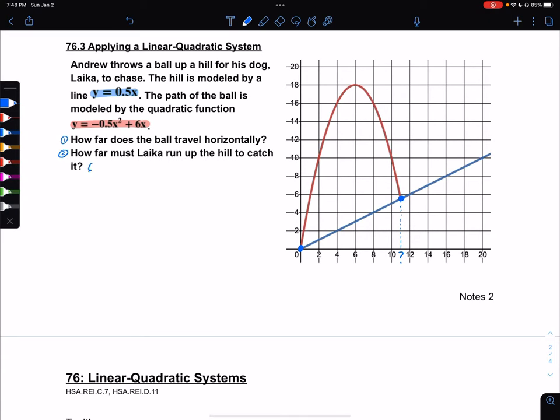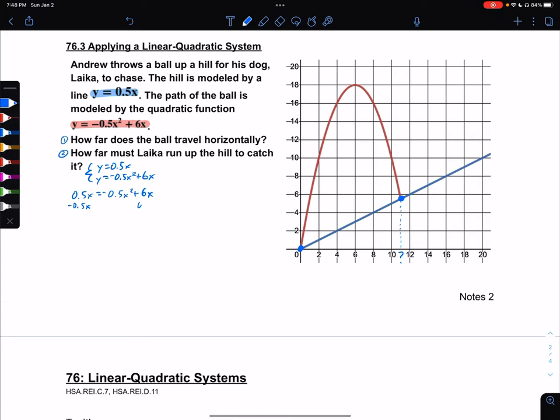So I'm going to write out our system. We have y equals 0.5x and y equals negative 0.5x squared plus 6x. And since they're both equal to y, I can use substitution and I can set them equal to one another. Right, so they're both equal to y, then they have to be equal to one another. I now have an equation that only has x, so I can work on solving this.